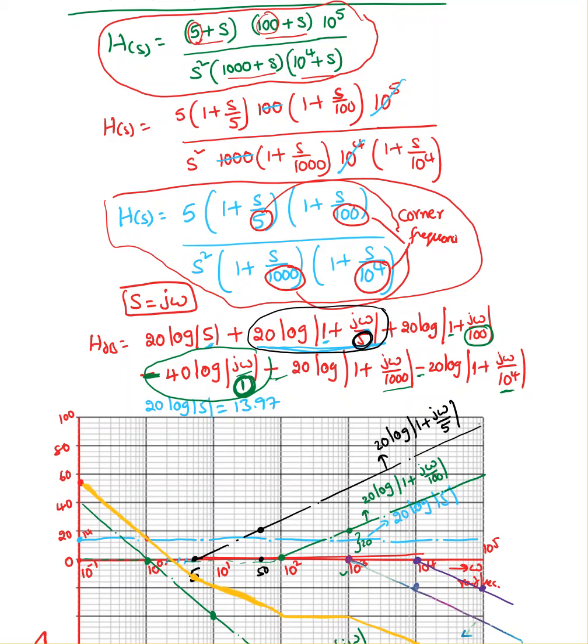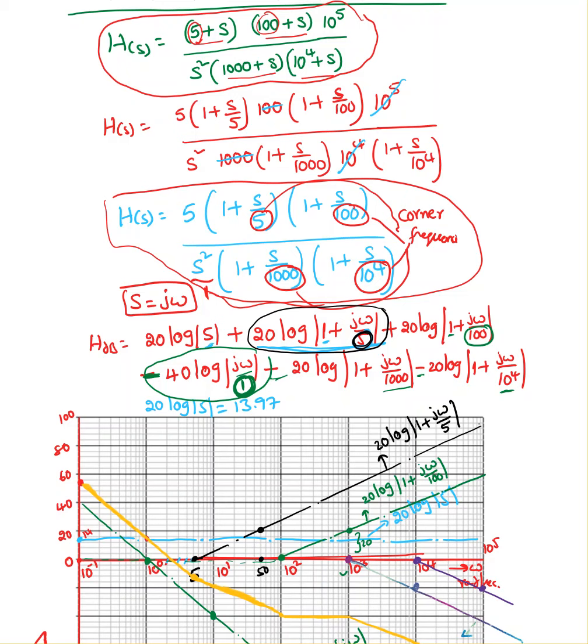Now these things are called corner frequencies. So this 5, 100, s square over 1, 1000, 10 to the power of 4, these are all called corner frequencies. Corner frequencies are nothing but the frequencies at which the magnitude of the Bode plot is going to change its direction.